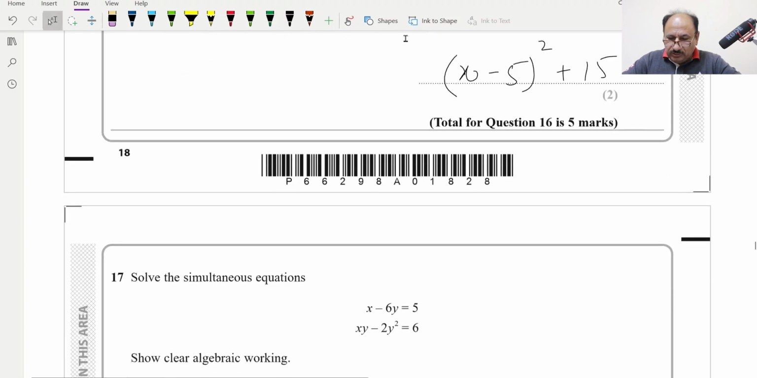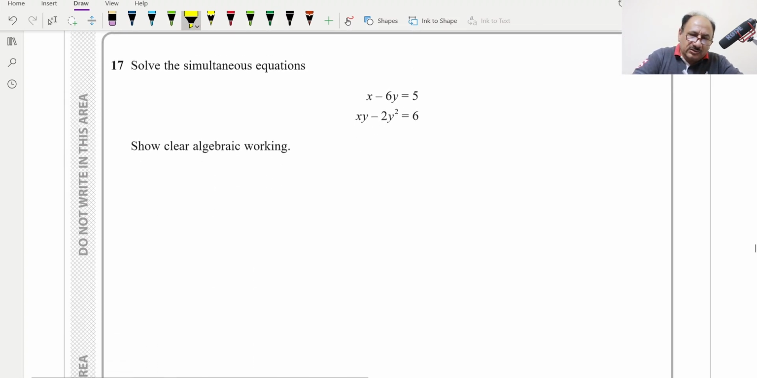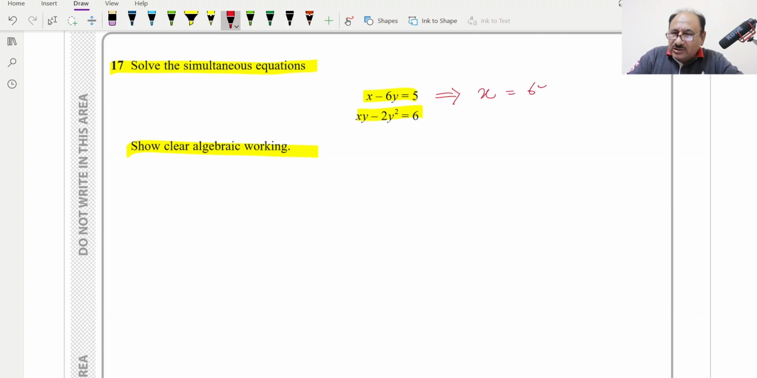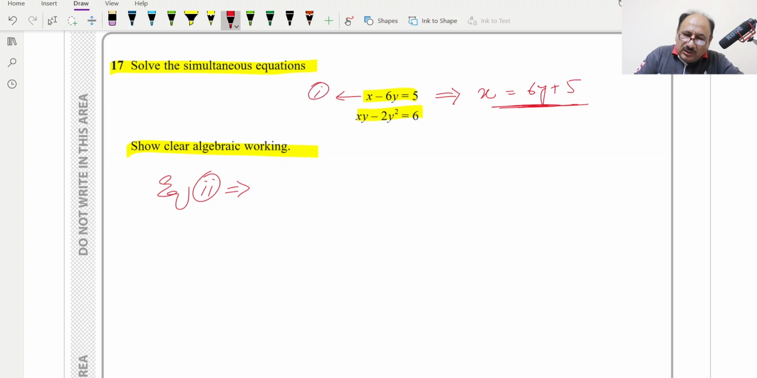So over here, next is simultaneous equations. Question number 17. Two equations are provided and we have to show the clear algebraic working also. So we can get the value of x from the first equation, so we can write x is equal to 6y plus 5, and this value of x we can use in equation 2. This is our equation 1 and this is our equation 2. We can name them.